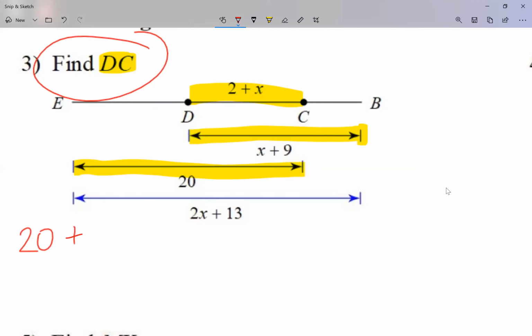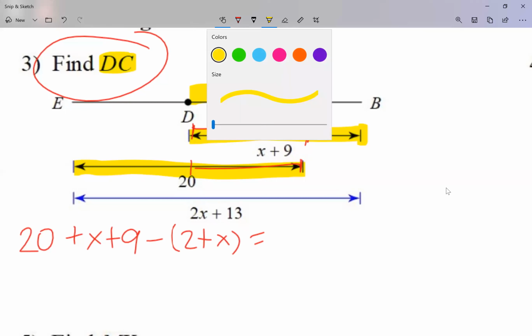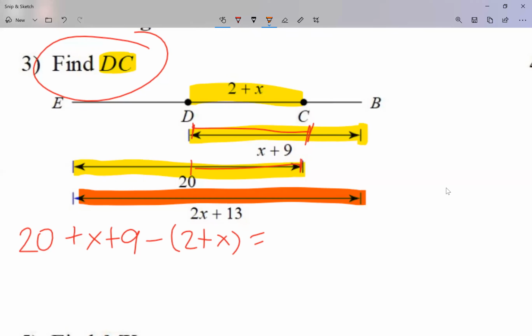I'm going to add this with x plus 9. That gives me the whole segment. However, I'm going to subtract the part where they overlap because I only want to use it once. So I'm going to subtract, inside parentheses, 2 plus x. This segment, if you compare on the top, is 2 plus x. Because I'm using it twice, I'm going to subtract it once. And I know this is the whole segment. But interesting is that the whole segment, I see here, is 2x plus 13.